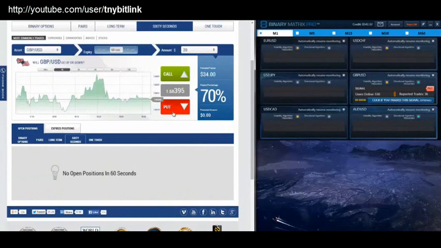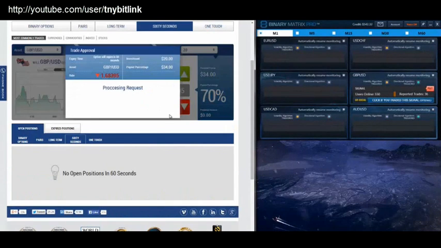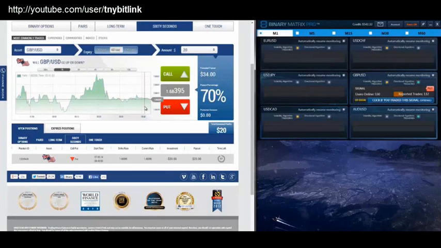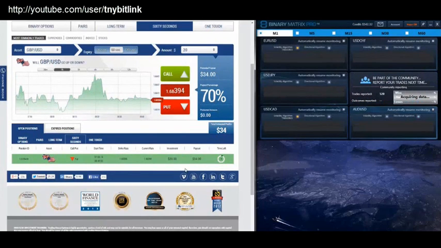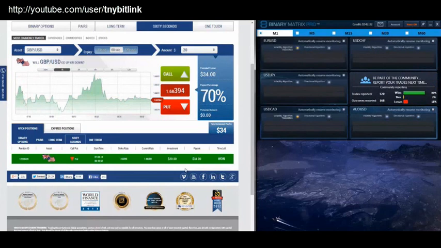All right, we've got a signal on British Pound USD. So put. Here we go. All right, back to check our put signal. Looking for the price to go down. It's got a pretty steady, although gradual decline. The price is pretty close to the strike rate, but it's enough for a win. And there we go, $34.